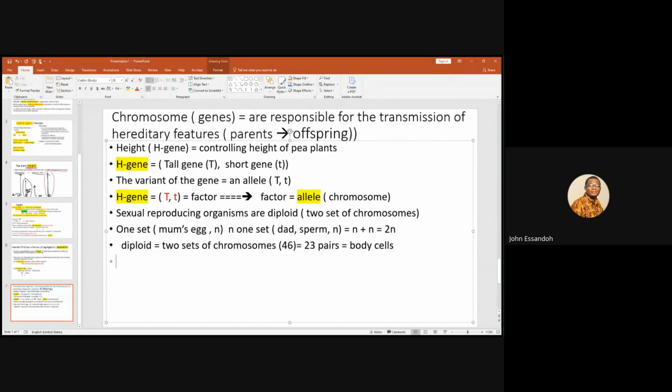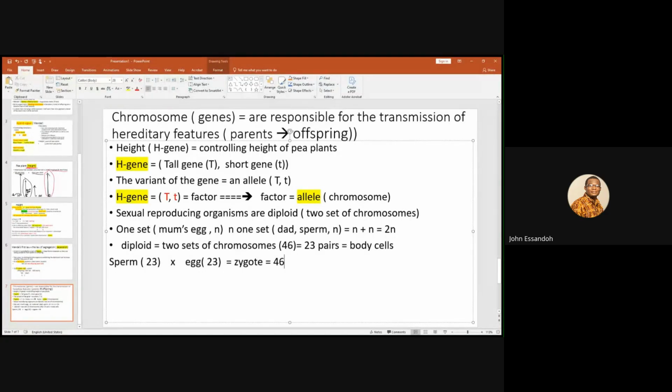But if I take a sperm cell, it will have just 23. And likewise, an egg cell will also have 23. So when they come together to form the zygote, we get 46 chromosomes.